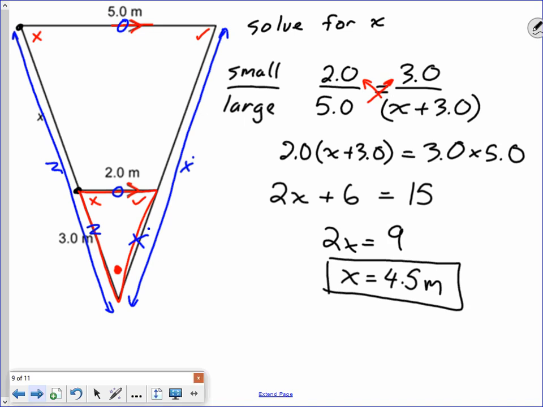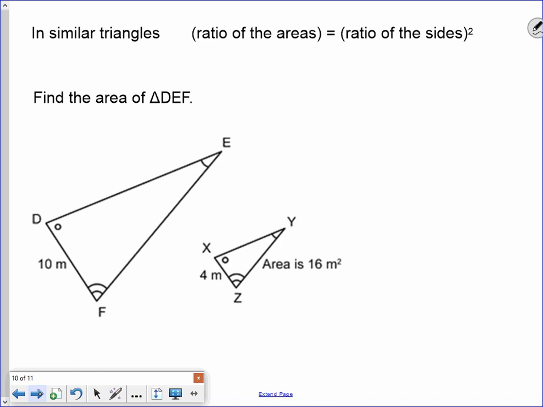All right, one last thing about similar triangles. We've been talking about the ratio of the lengths of the sides. There's also a relationship between the areas of the two triangles that are similar. So in similar triangles, the ratio of the areas between our two triangles is equal to the ratio of the sides squared. Okay? And this kind of makes sense because the ratio of the sides, you're comparing two lengths. If you're going to calculate an area, it's like a length times a length. So we're squaring those.